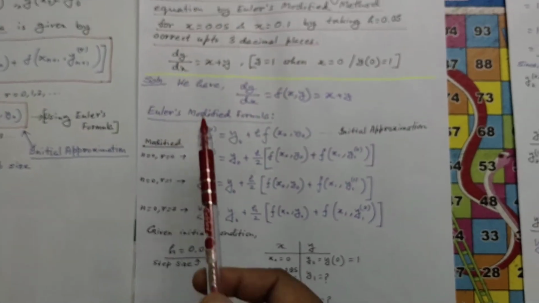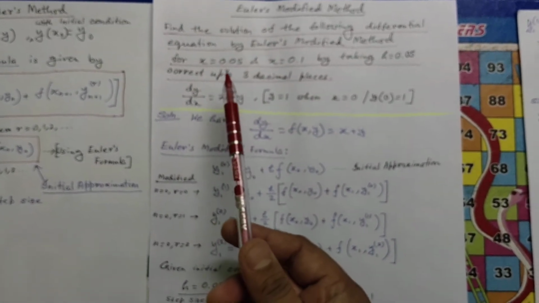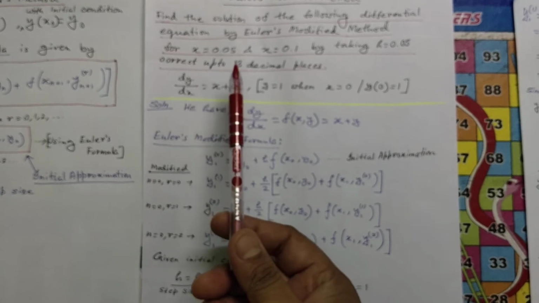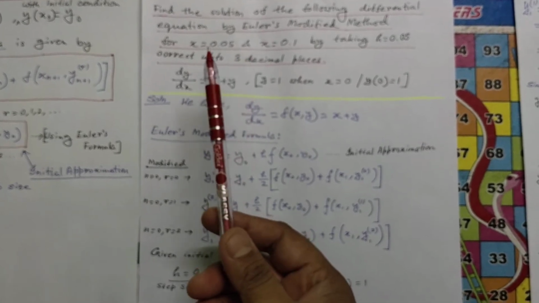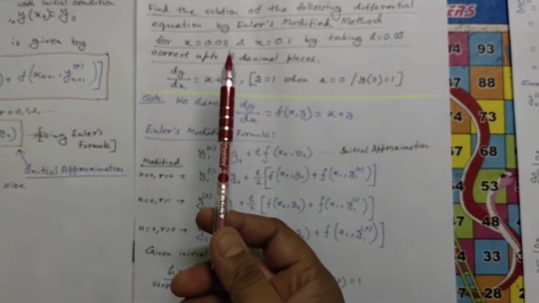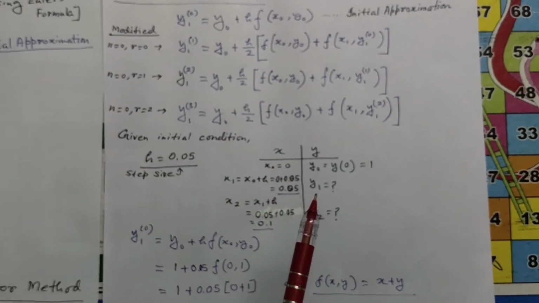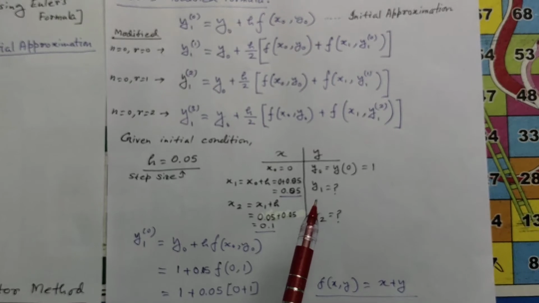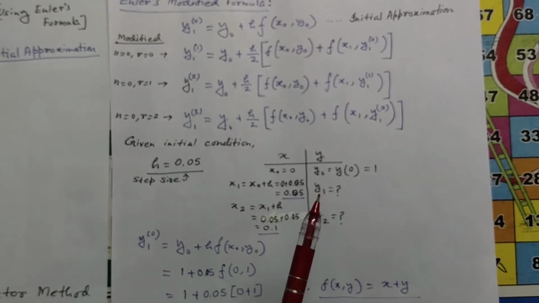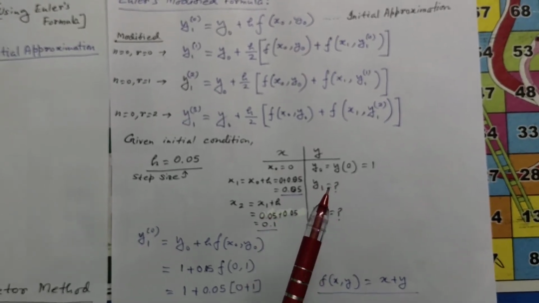See, in the question we have to calculate the value of y for x equals 0.05, so we already have one value of x. For this we will find the value of y1. If we find the value of y1, that will be one of our answers.